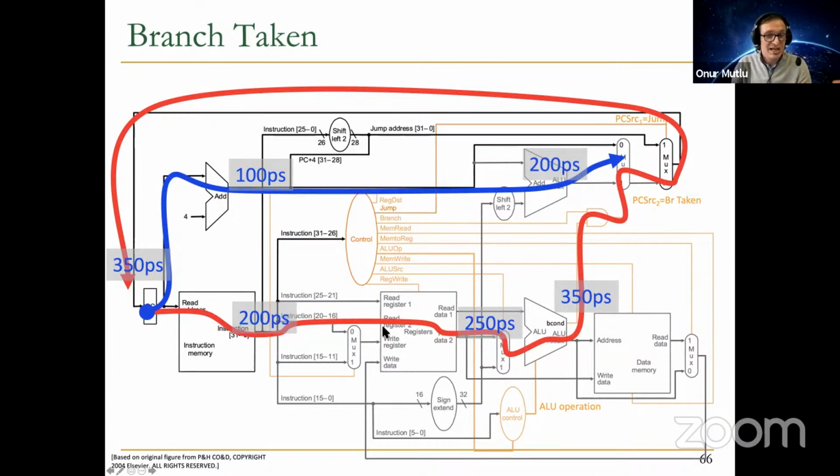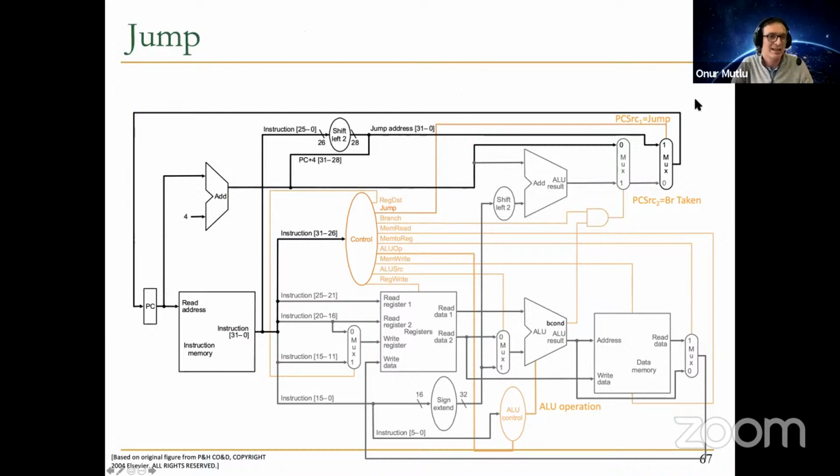You need to read the instruction. You need to read the registers, calculate the branch condition. That determines your multiplexer, and 350 picoseconds, because we're assuming the delay of the multiplexers is 0. Of course, that's not true. The delay of the multiplexers is some finite amount of time, usually much smaller than the ALU delay and smaller than the register write delay. That's why we kind of ignore them over here. But if you really want to do a true critical path analysis, you should not ignore them. Okay, but hopefully that gives you an idea.